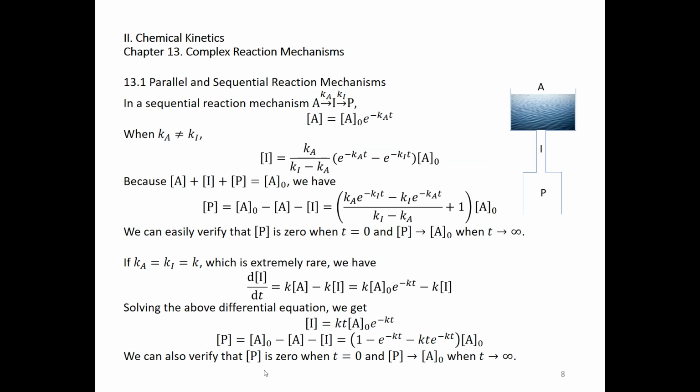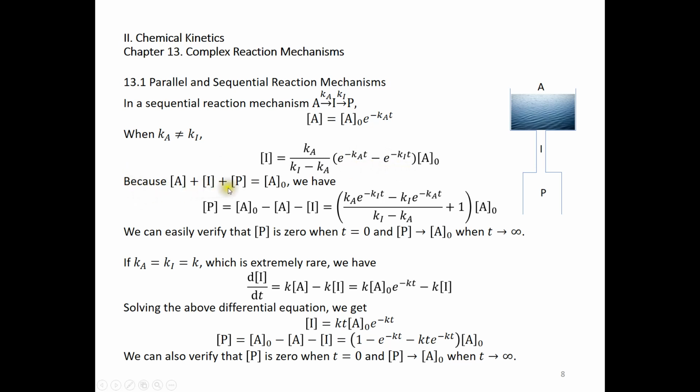Again, in the sequential reaction mechanism from A to I to P, A is A naught times e to the power of negative Ka t. This is exponential decay. And if Ka is different from Ki, we can derive the expression of I. Over here, I is a function of time. It is proportional to A naught, and then it's proportional to something more complicated. It's proportional to Ka and inversely proportional to Ki minus Ka. That's proportional to the difference between these two exponential functions.